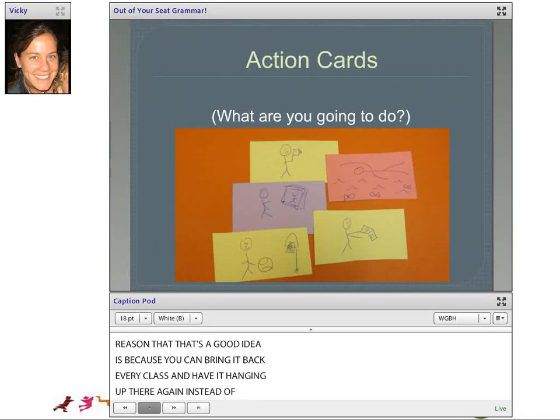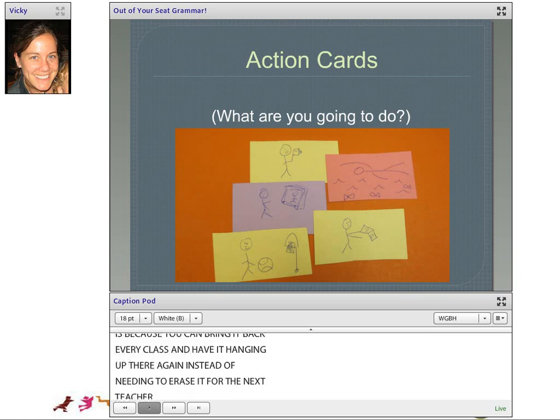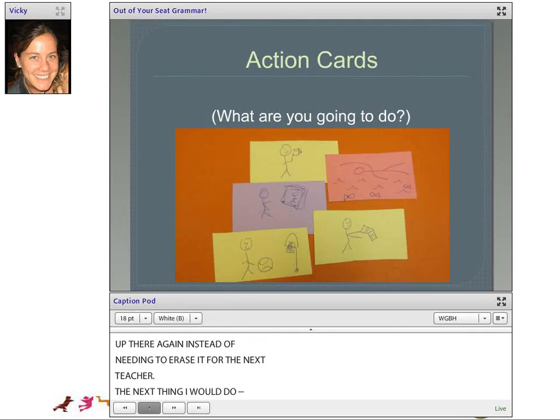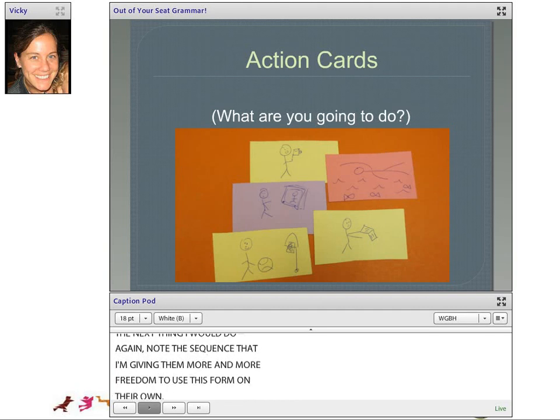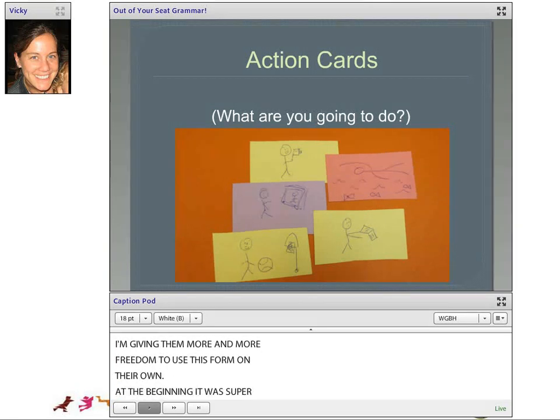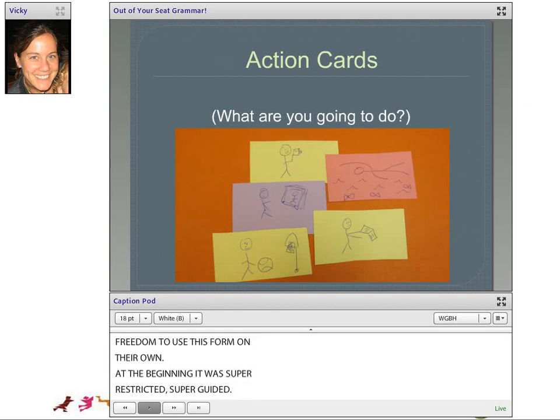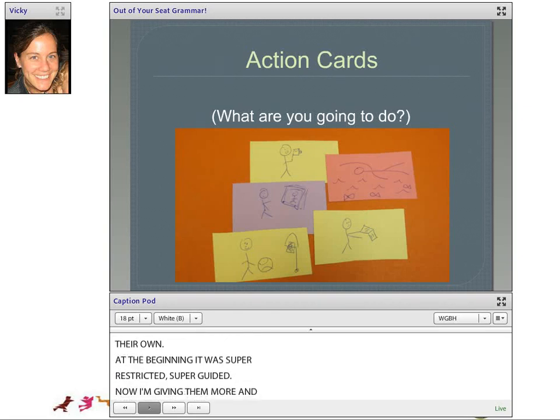The next thing I would do, and again, note the sequence, is that I'm giving them more and more freedom to use this form on their own. At the beginning it was super restricted, super guided, and now I'm giving them more and more freedom to use this on their own. So the next thing that I would do with that in mind is something called action cards. And so you can see my incredible artwork here that I have on little index cards. I have a person drinking coffee, a person swimming, watching TV, playing basketball, reading a book.